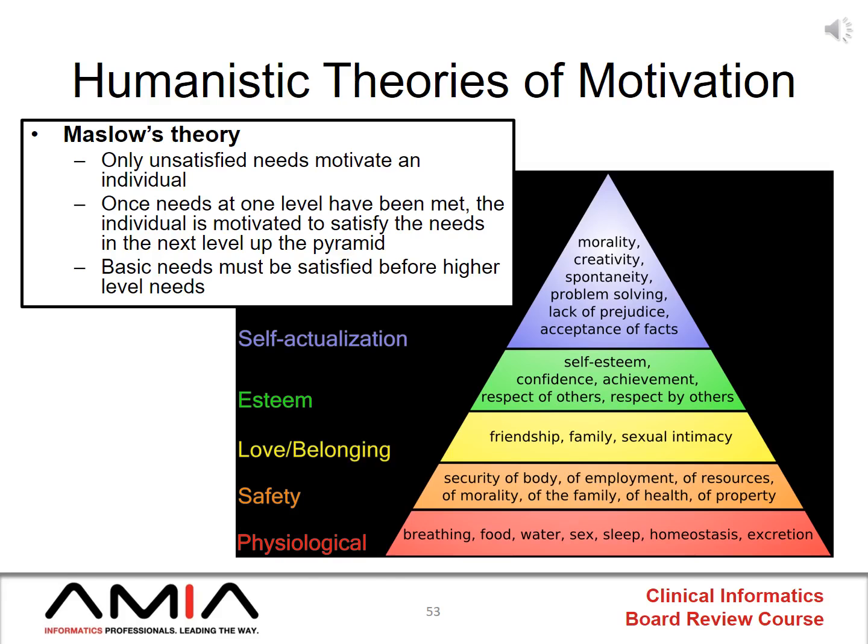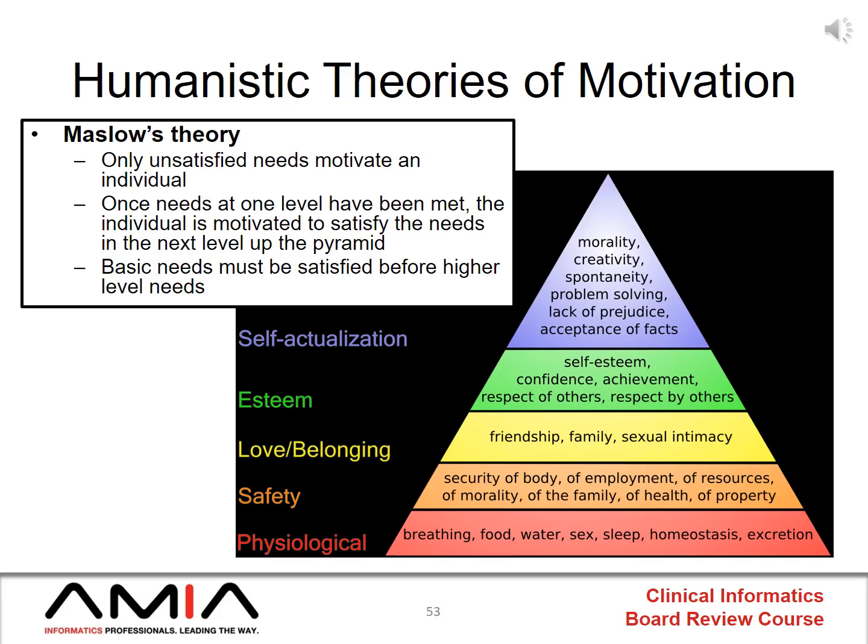Maslow's theory of motivation is the last humanistic theory we will discuss. Maslow's theory states that only unsatisfied needs will motivate an individual, but certain categories of needs have to be addressed in sequence, starting from physiologic needs all the way up to self-actualizing needs. Once the needs at one level have been met, the individual is then motivated to satisfy the needs in the next level up in the pyramid, and the levels have to be addressed in sequence.